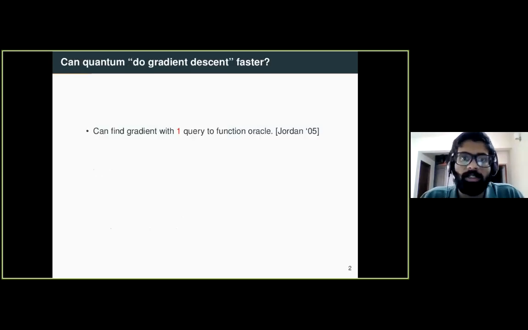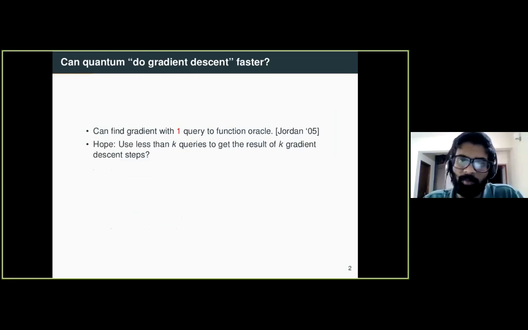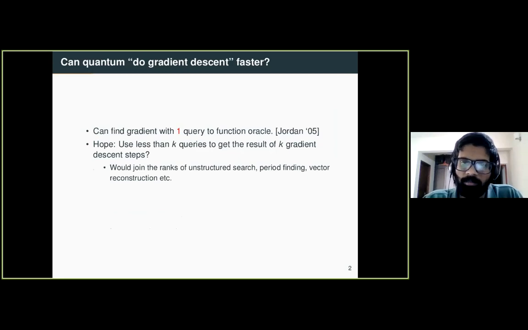The first thing to note is that quantum algorithms can do really weird stuff. So for instance, with just one query to the function value oracle, you can actually find out the gradient. So one could hope that maybe with less than k queries, somebody can get the result of k gradient descent steps. And if this is possible, it would join many other useful subroutines that are used in quantum algorithms.